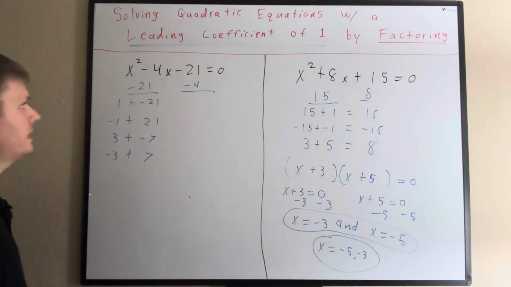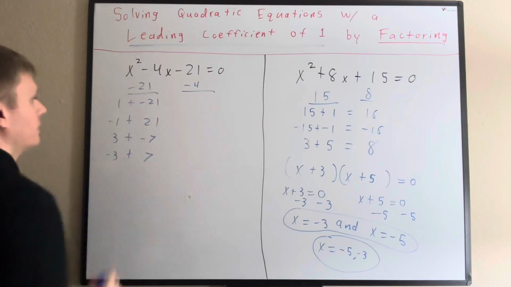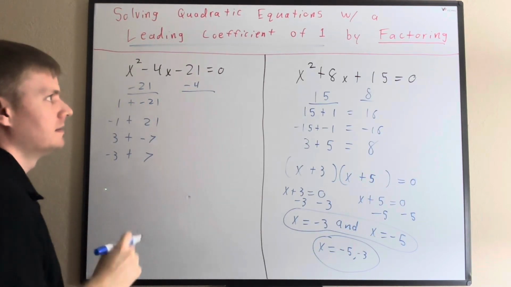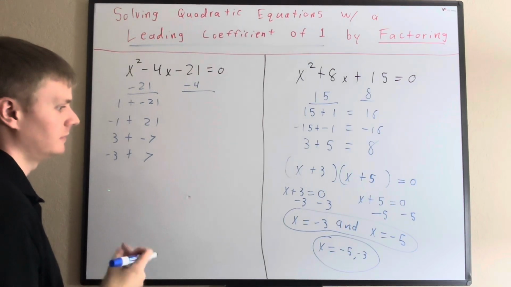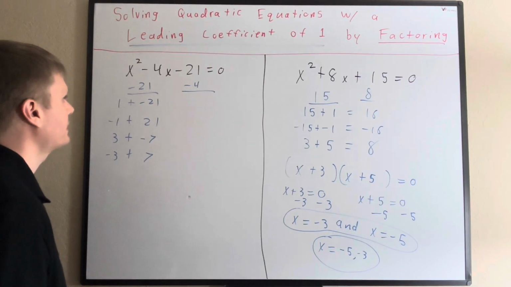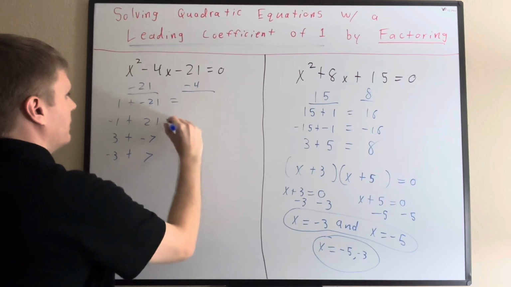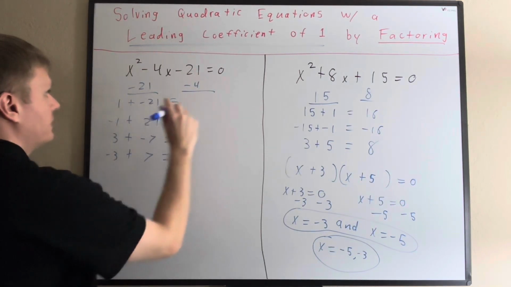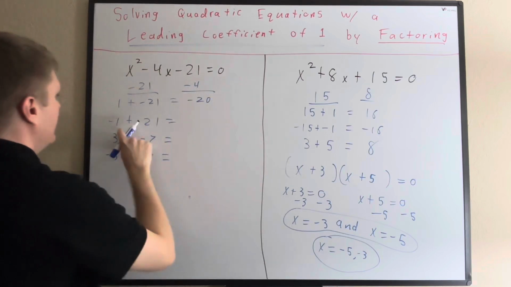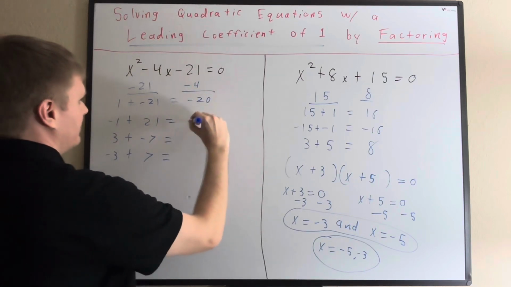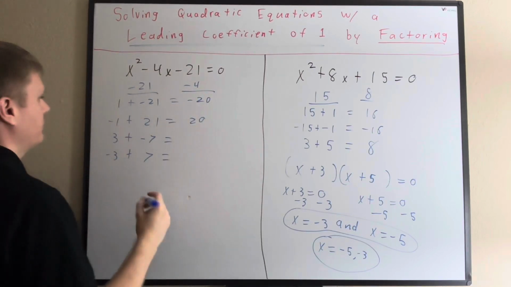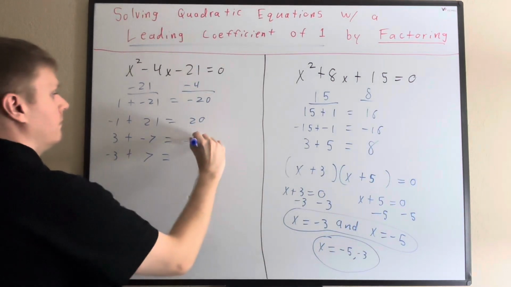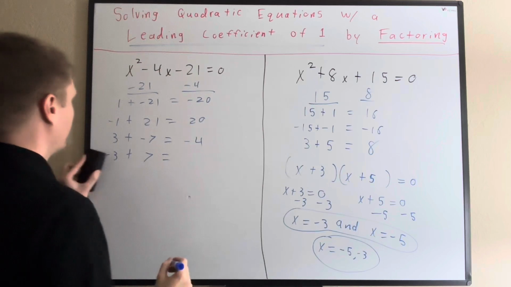Don't worry, this will go faster once you get the hang of it. More practice means you just start to know these things faster. 1 minus 21, negative 20. Nah. Negative 1 plus 21, positive 20. No, that's still not negative 4. 3 minus 7. I think we got a winner here.